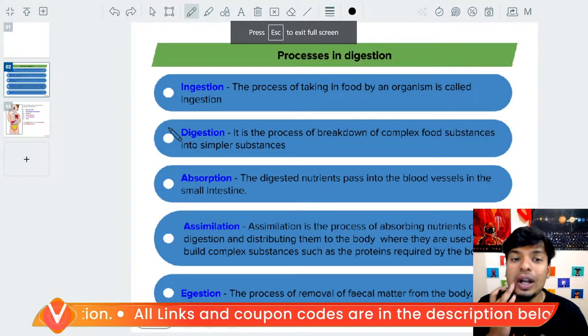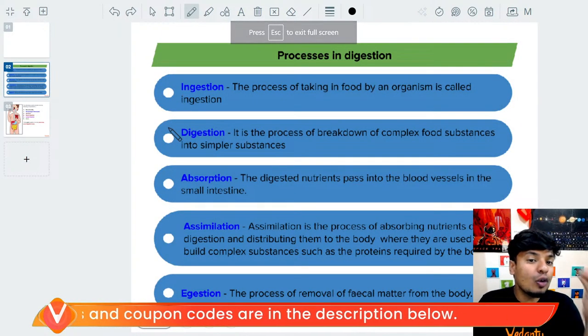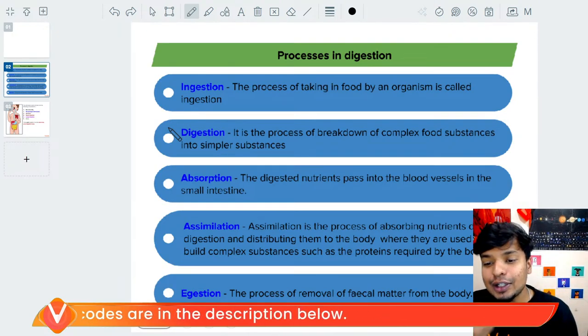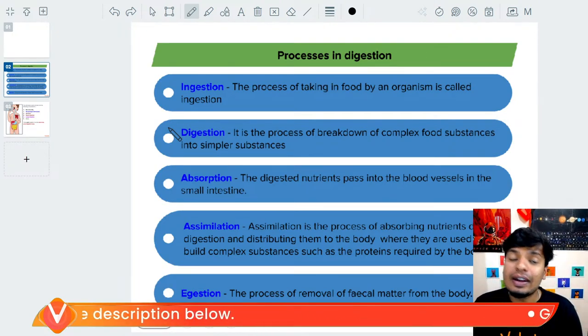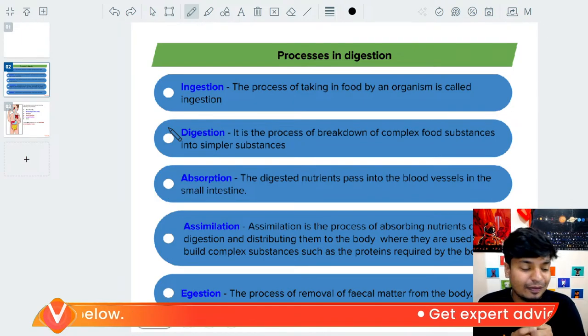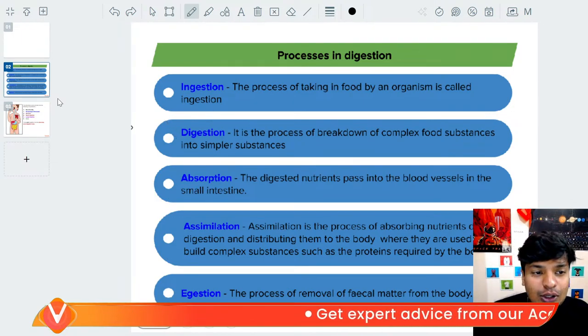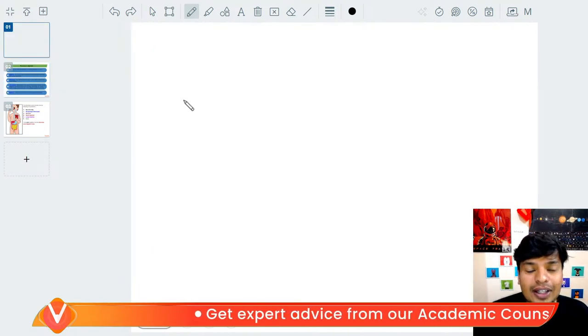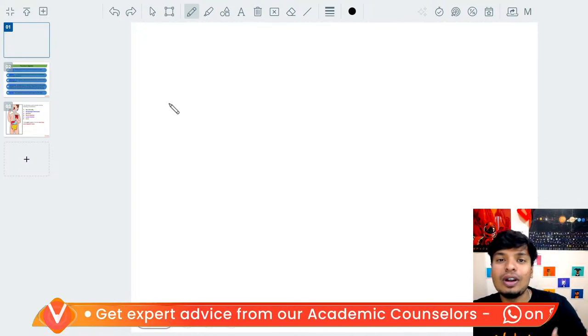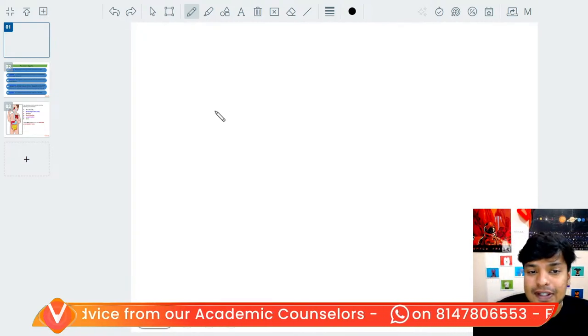Okay, so what happens in humans, guys? We start off with ingestion, right? We start taking the food inside our body. Where? Through the mouth. So always remember, the entire digestive tract or the alimentary canal involves this.